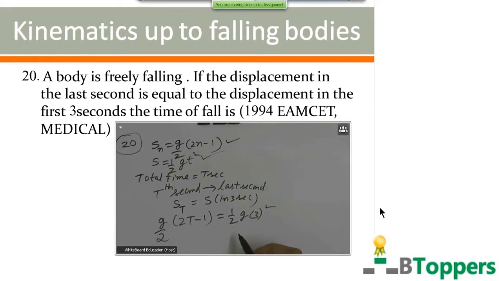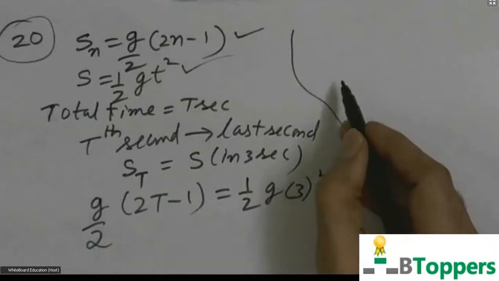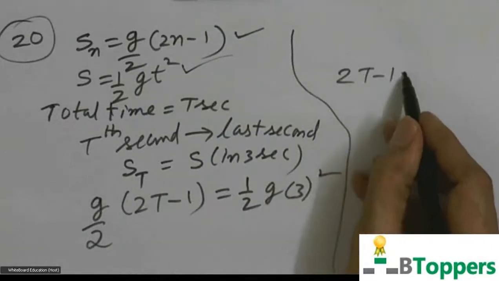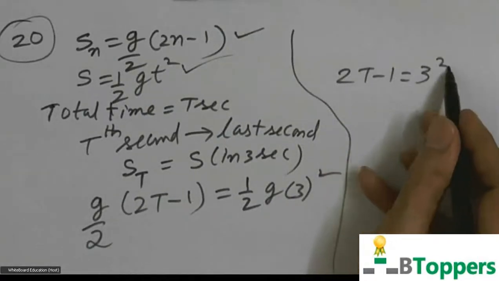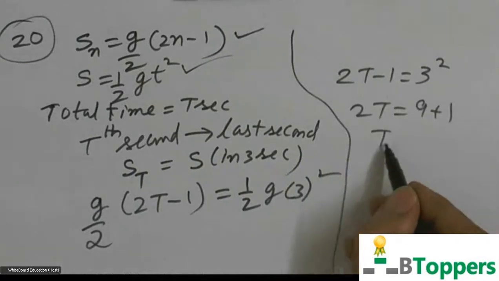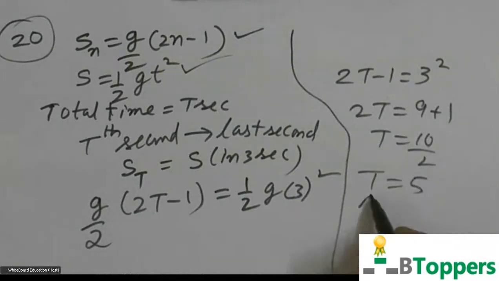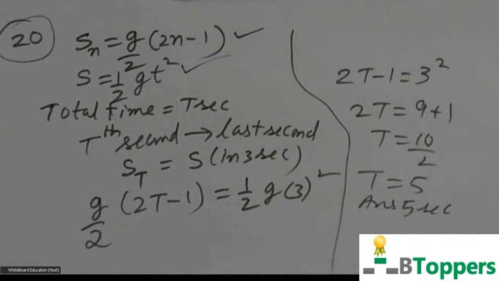Can solve this. So half G gets cancelled on both sides, so 2T minus 1 is numerically equal to 3 square, or 9. So you get 2T equal to 9 plus 1, or T equal to 10 by 2, so total time of free fall you get 5 seconds. So the answer is 5 seconds. If you want to copy the solution of this problem, you can take a pause and copy the solution of this problem.